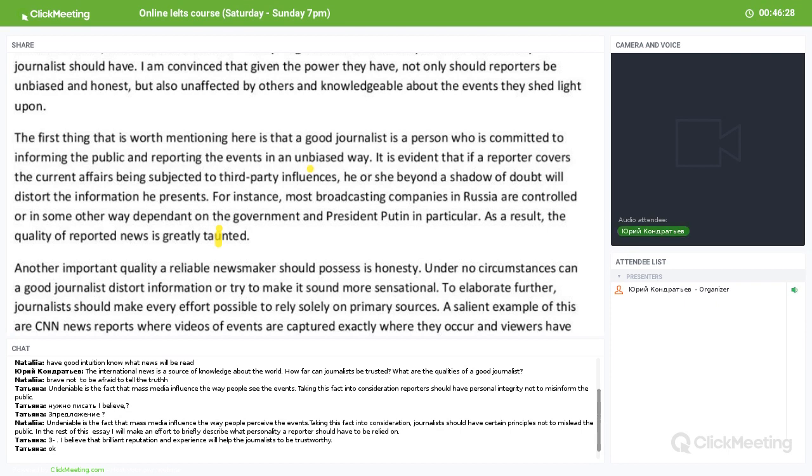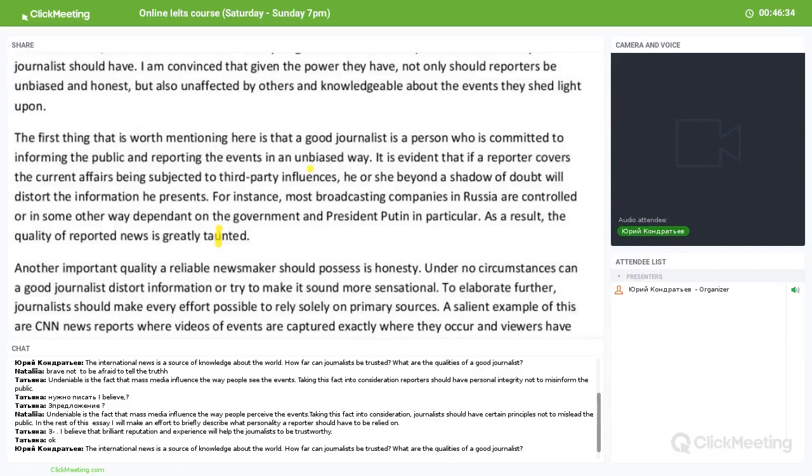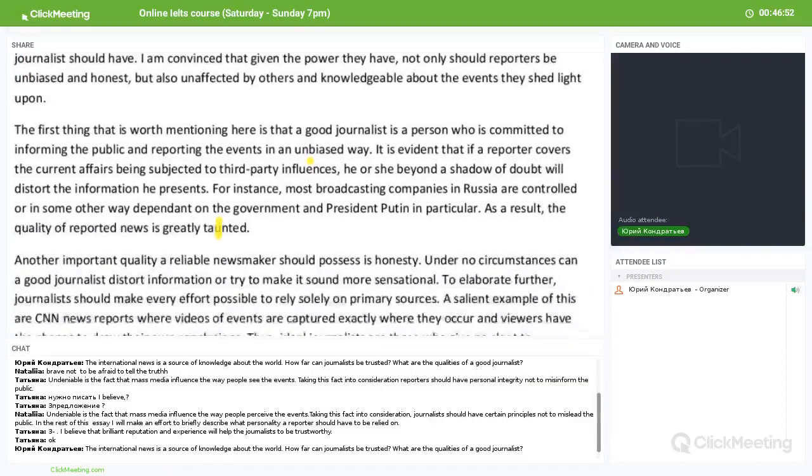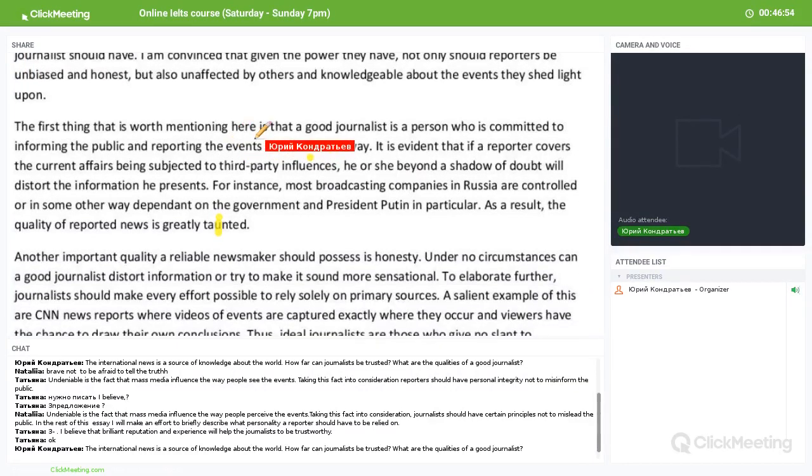So hello, Vitaly. We are writing on the topic of journalists. This is the topic: the international news is a source of knowledge about the world. How far can journalists be trusted? What are the qualities of a good journalist? You can look at the presentation. It's on Skype. You can download it from there. And we have already written the introduction. And now we're writing the first paragraph about the kind of qualities a good journalist should have.